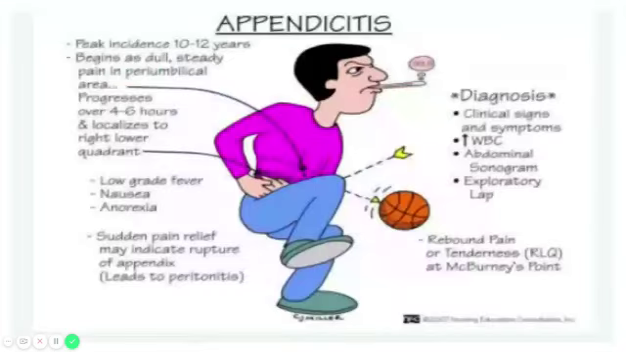Now here you can see the peak incidence is 10 to 12 years old, and pain begins at the periumbilical area, and there might be low-grade fever, nausea, anorexia, and sudden pain relief indicates that there may be rupture of the appendix, which can lead to peritonitis.